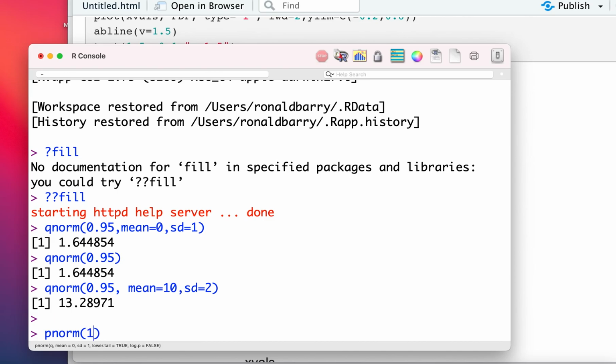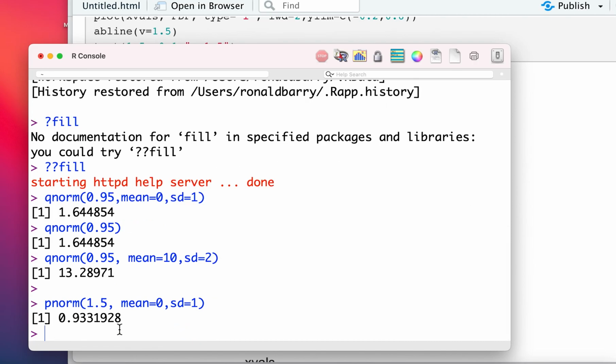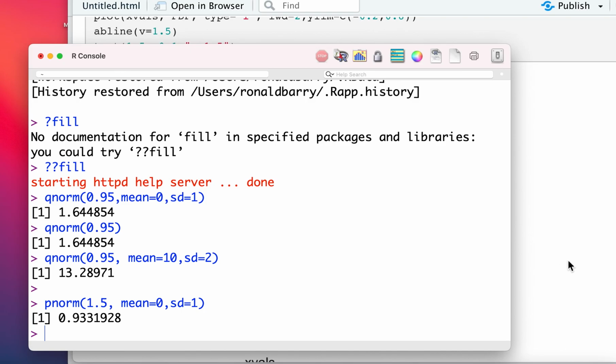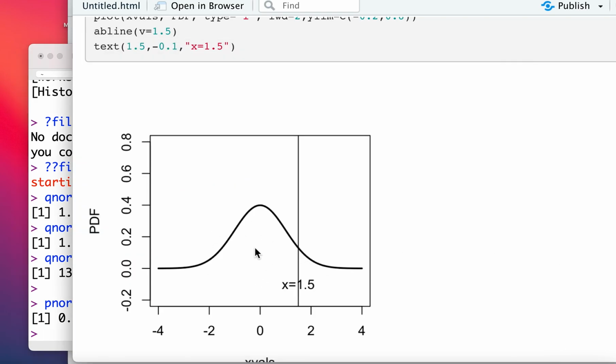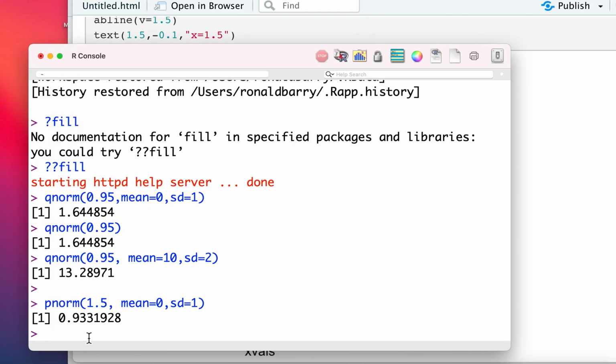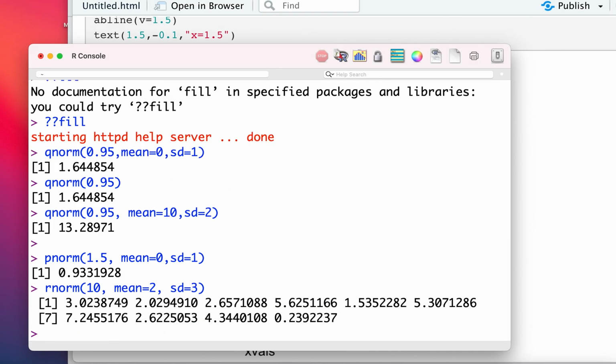Oops, we put in the cutoff we want, mean 0, standard deviation 1. And it said the probability is 0.93, so there's a 93% chance. The area below 1.5 is 0.93. By the way, if I want to simulate, with rnorm I could simulate 10 random normals with mean 2 and standard deviation 3. There they are right there.